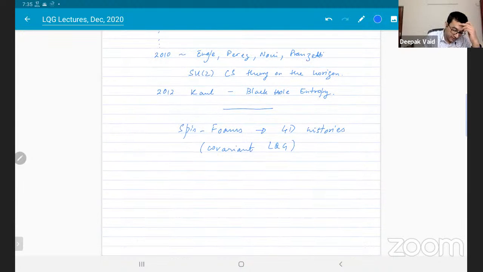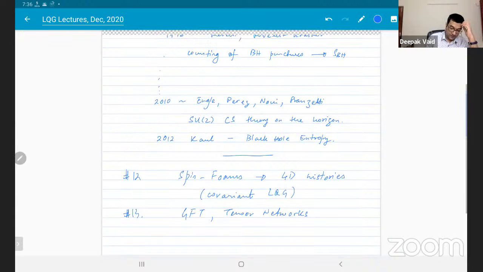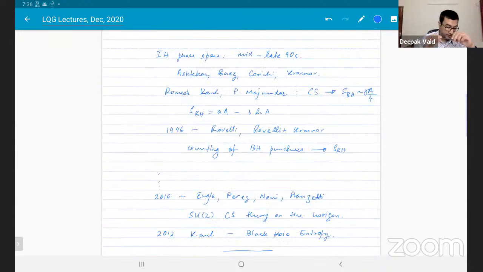And then in the lecture after that, I would want to talk about something called group field theory, and then tensor networks, and the relationship between all of the ongoing approaches. I will provide the link of Kaul's paper in Zulip also. So today was number 11. In number 12 and number 13, this is what I'll talk about. All right. So questions?